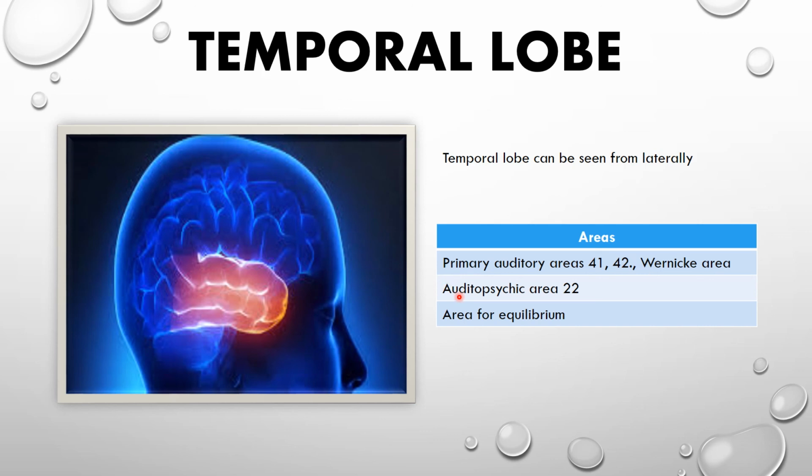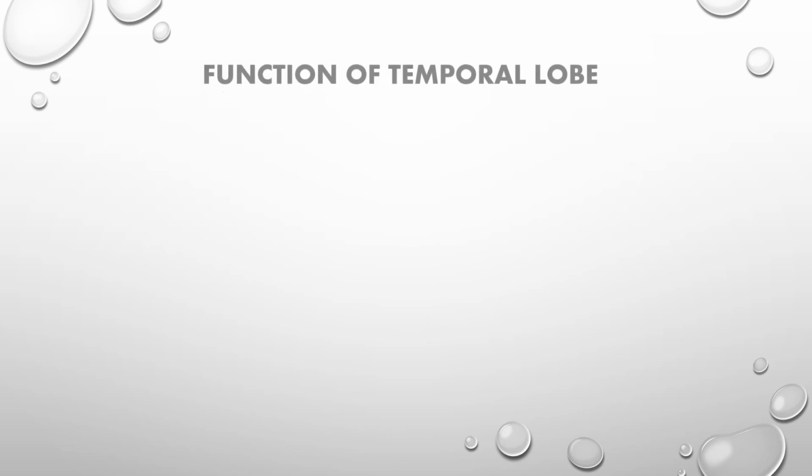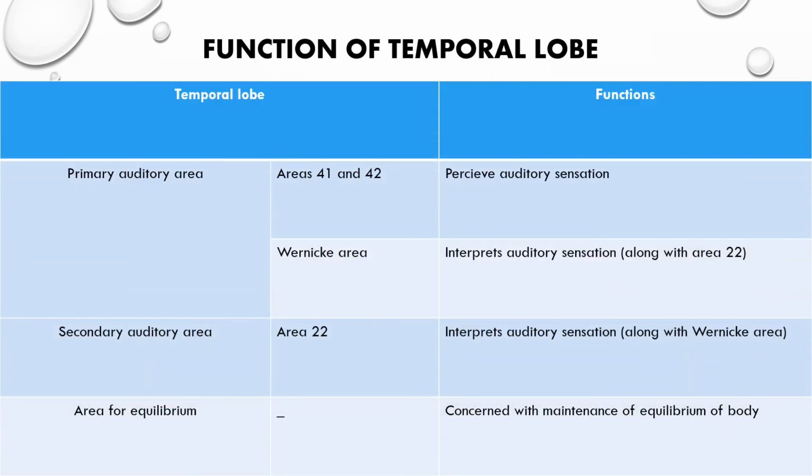Area number 22 is the audito-psychic area, which is also mainly concerned with the auditory sensation, and there is an area for equilibrium. So what are the main functions of the temporal lobe? The temporal lobe has several functions. Areas number 41 and 42, the Wernicke's area, perceive the auditory sensation, and the secondary auditory area, area number 22, interprets the auditory sensation. By their combined effort, these two interpret the auditory sensation.